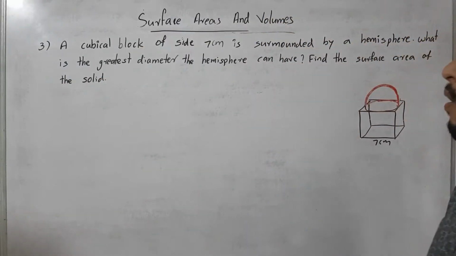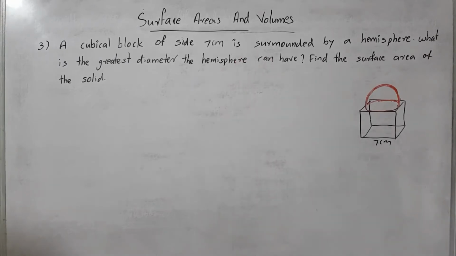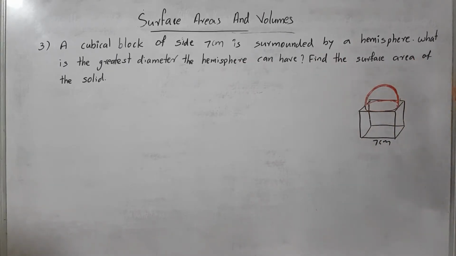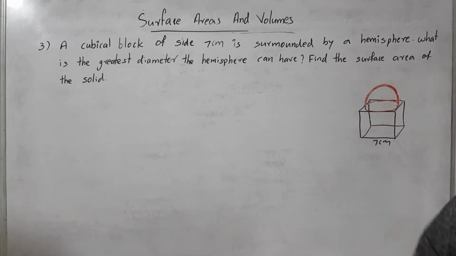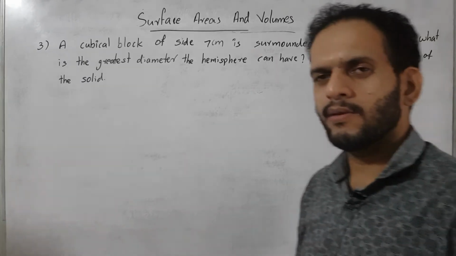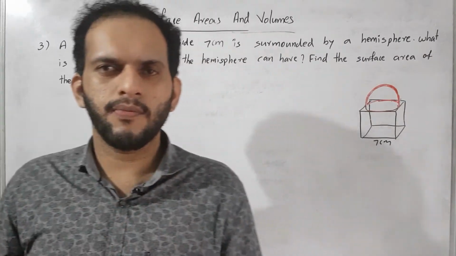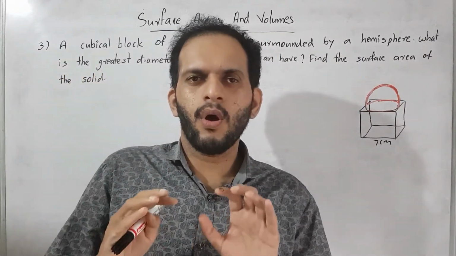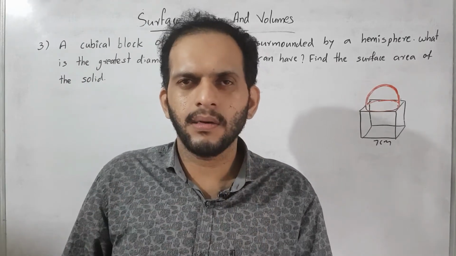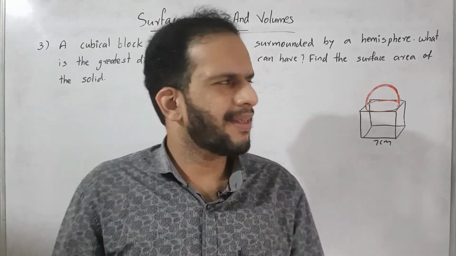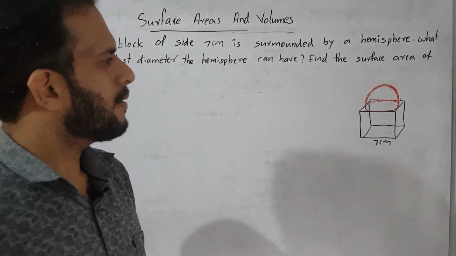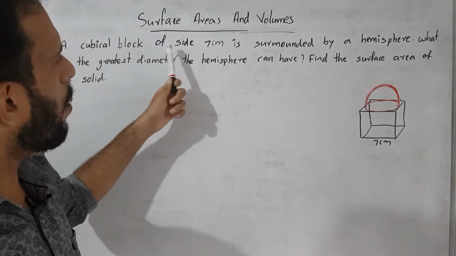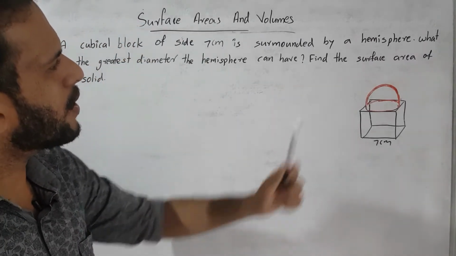A cubical block of side 7 centimeter is surmounted by a hemisphere. What is the greatest diameter the hemisphere can have? Find the surface area of the solid. Okay, now here we have a little change. Here we join different kinds of figures. What are they? Here we join a cube and a hemisphere. Okay, then it's a rough figure, a model of the figure. Here a cubical block of side 7 centimeter is surmounted by a hemisphere.